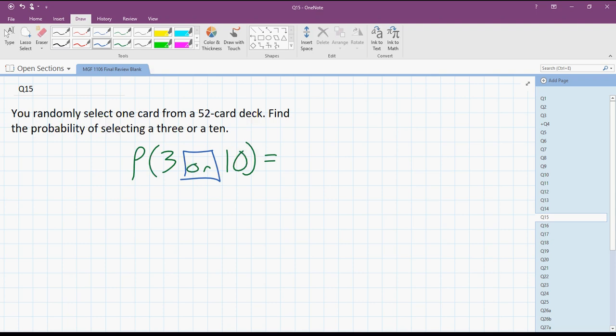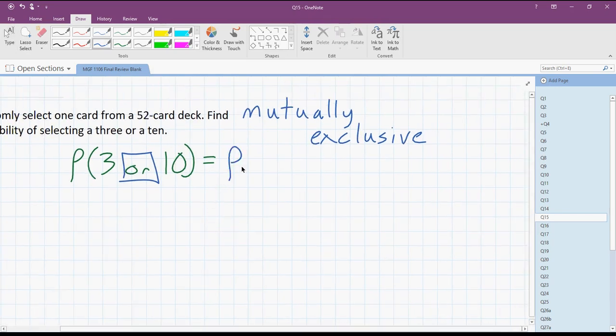So in this case, in other words, can I be dealt a card that is both 3 and 10? No. You can't get one card that is both of those. You get a 3 or you get a 10. So this is what we call mutually exclusive, because you can't be both of these at the same time. So in that case, all you're going to do is find the probability of a 3 and add it with the probability of a 10.